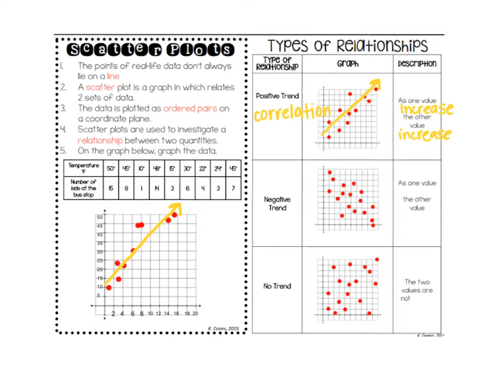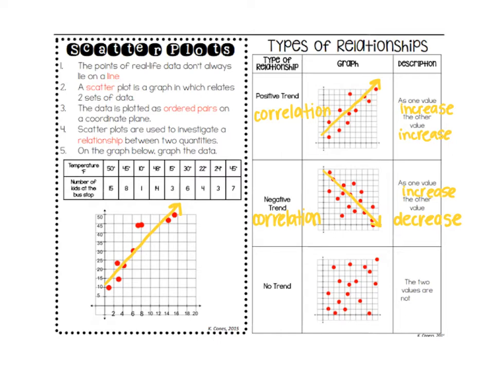Then we have the negative trend. A negative trend, or negative correlation, happens when as one value increases, the other value decreases. If I'm looking at this one, as my x's are increasing, my y values are decreasing. That is going to create a negative relationship. This is all about direction. Positive direction means my data values are going up: as one increases, the other increases. Negative direction is when, as one increases, the other decreases.